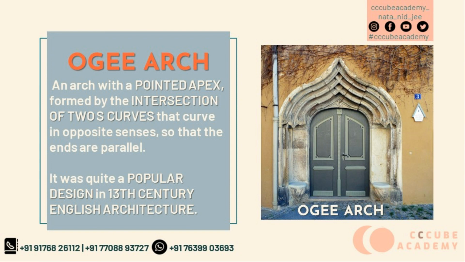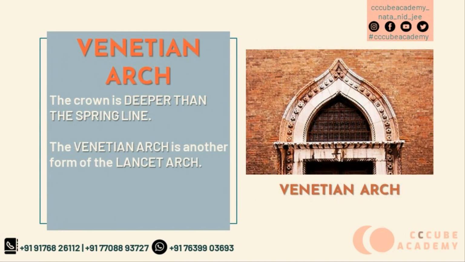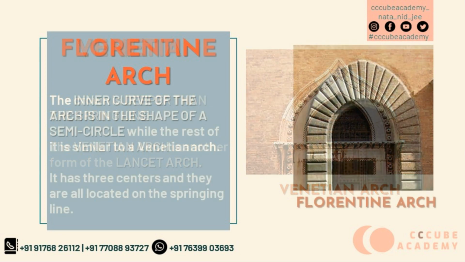Ogee arch. An arch with a pointed apex formed by the intersection of two S-curves that curve in opposite senses so that the ends are parallel. It was quite a popular design in 13th century English architecture. Venetian arch. The crown is deeper than the spring line. The Venetian arch is another form of the lancet arch.